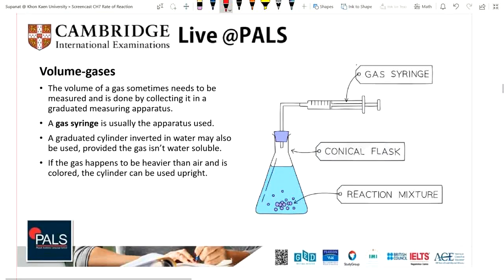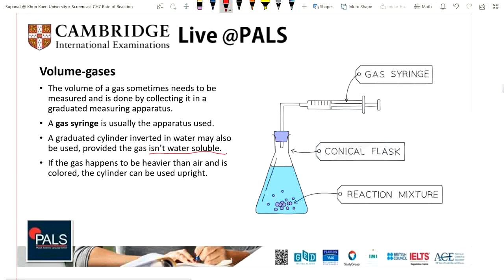Another parameter, the volume of gases. The volume of gases sometimes needs to be measured, and this is done by collecting in a graduated measuring apparatus. So we use the gas syringe. The gas syringe is usually the apparatus used, and here also the graduated cylinder. If we invert the graduated cylinder in water, that can also be used, provided the gas isn't soluble in water.